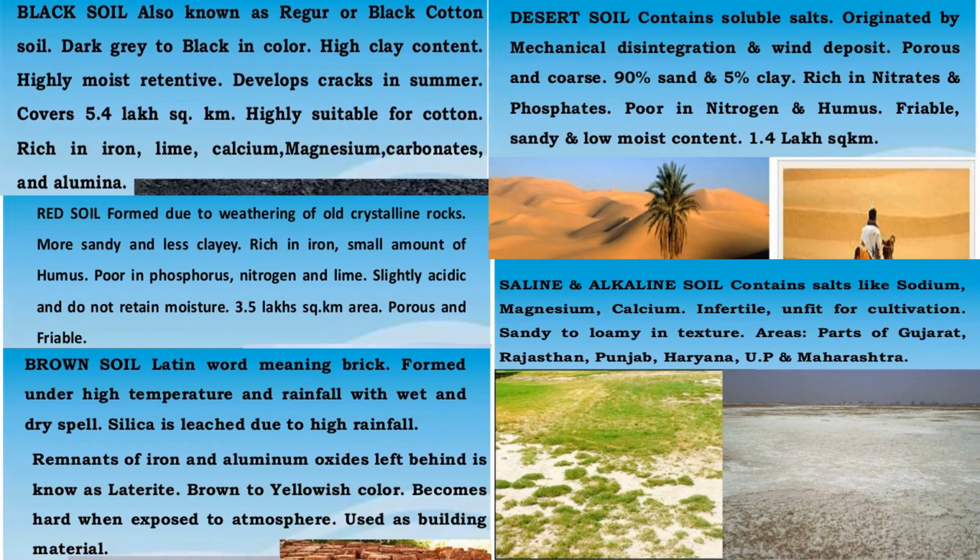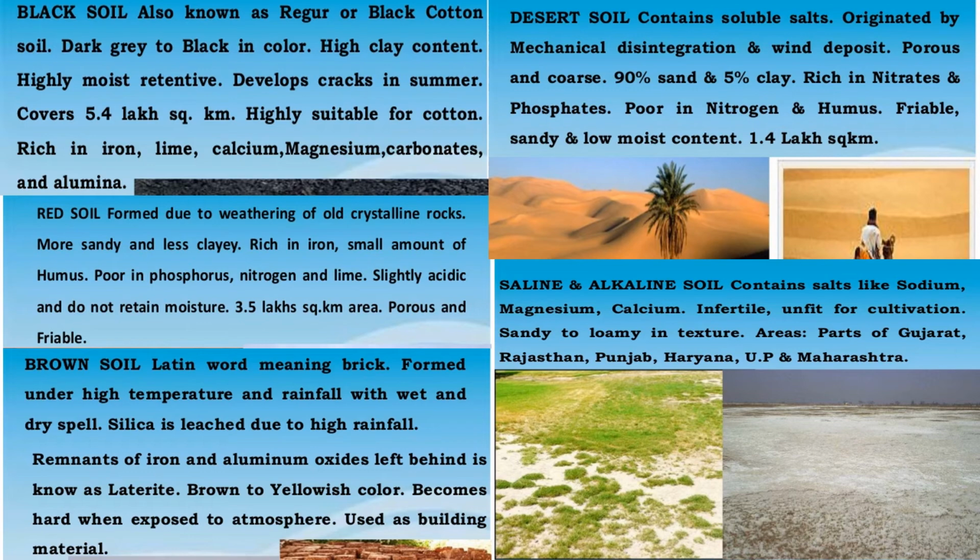Black soil, also known as regur or black cotton soil. Dark gray to black in color. High clay content. Highly moisture retentive. Develops cracks in summer. Covers 5.4 lakh square kilometer. Highly suitable for cotton, rich in iron, lime, calcium, magnesium carbonate and alumina.